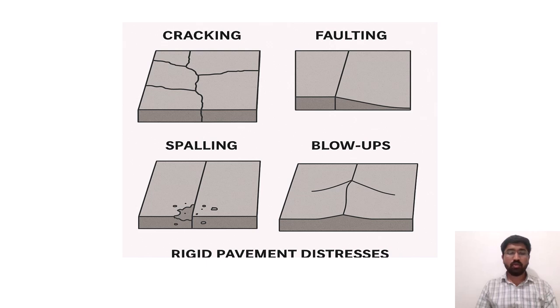Concrete or rigid pavements experience different types of failures. Cracking. Faulting: uneven elevation between slabs. Spalling: breaking or chipping at joints. Blowups, caused by thermal expansion in the absence of proper joints.